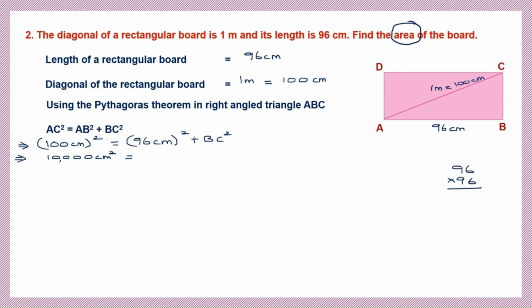Let's calculate. 6 6s are 36, carry 3. 6 9s are 54, plus 3 is 57. Then 9 6s are 54, carry 5. 9 9s are 81, plus 5 is 86. Add it up. 6, 7 plus 4 is 11, carry 1. 6 plus 6 is 12, carry 1, 9.